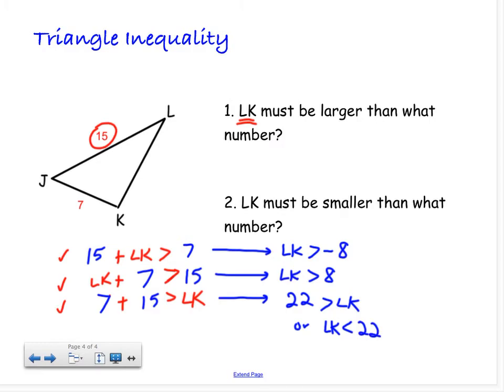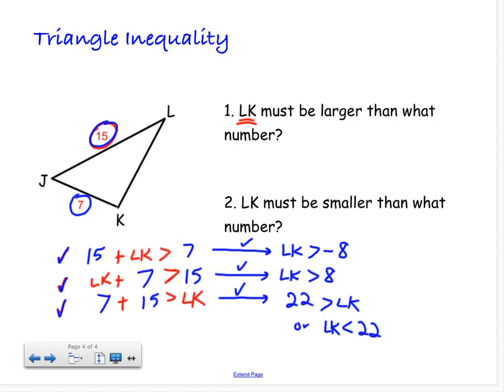Okay, so what I'd like you to see here is I've been able to write 3 inequalities based on the triangle inequality, saying that any two sides in sum have to be greater than the third side. I've then plugged in the two side lengths that I know, 15 and 7 for the given sides, and solved each of them to find the constraints on the missing side.